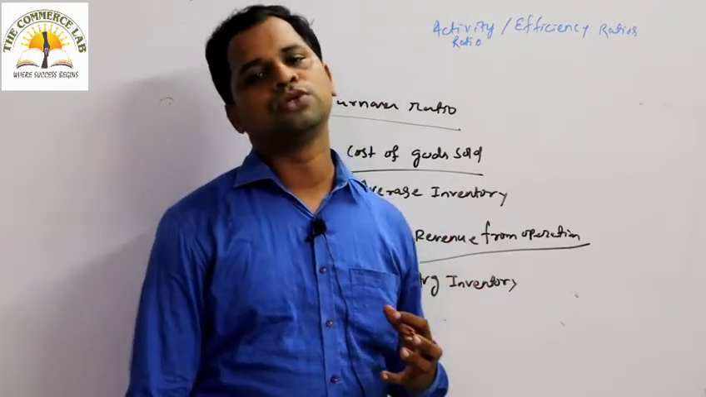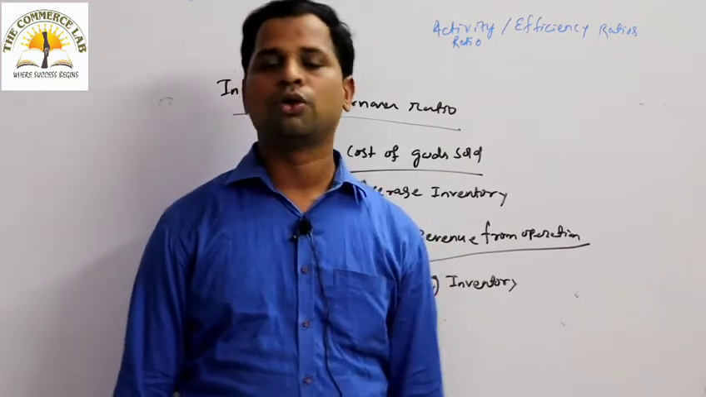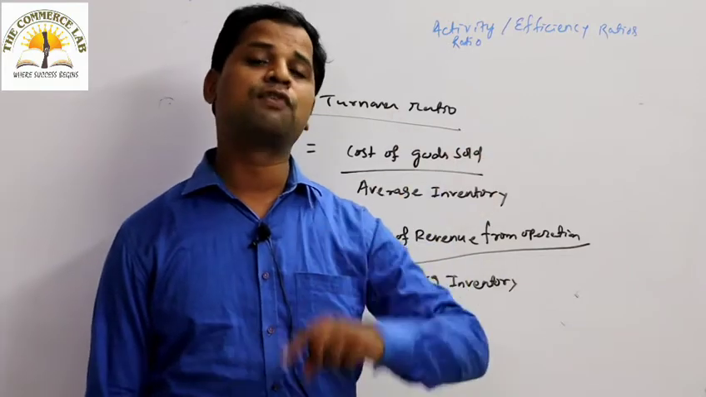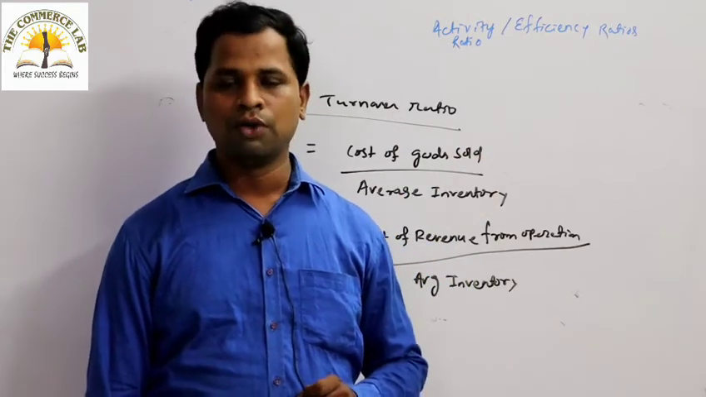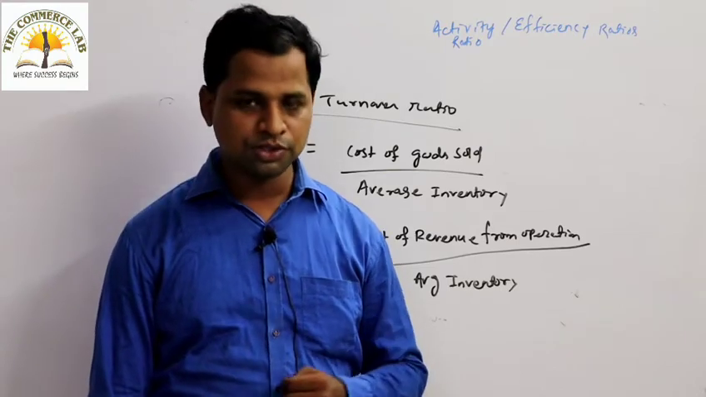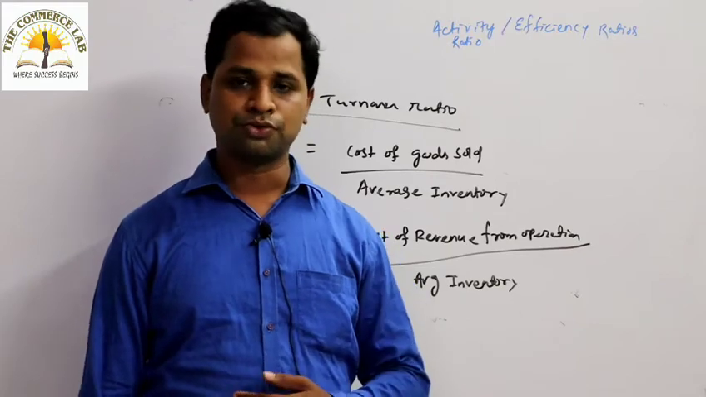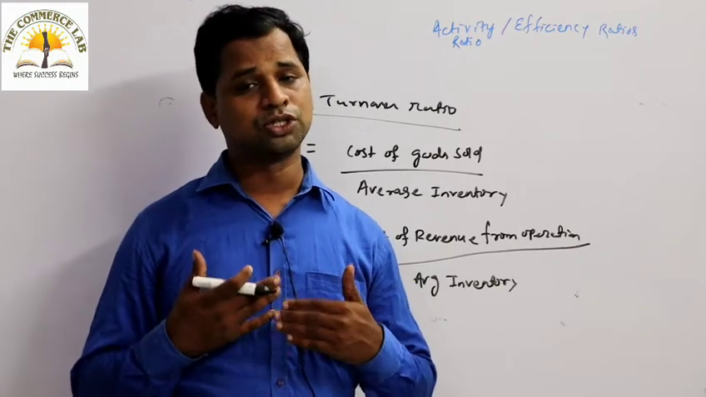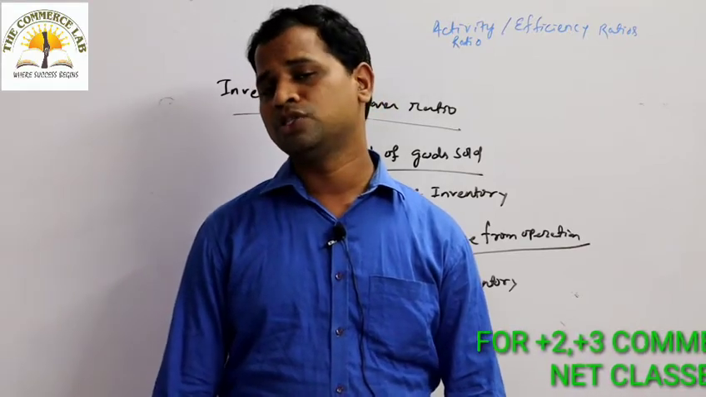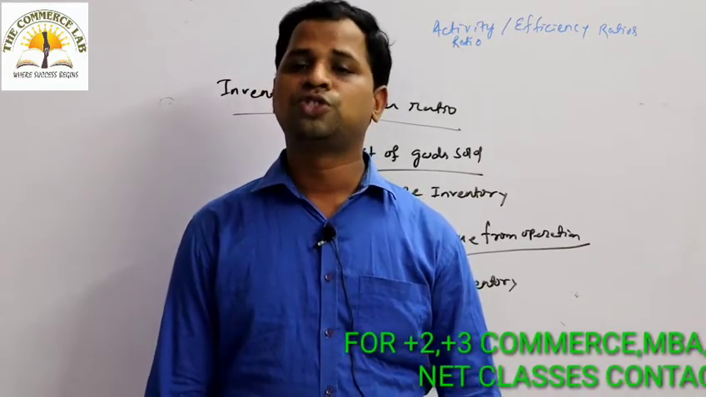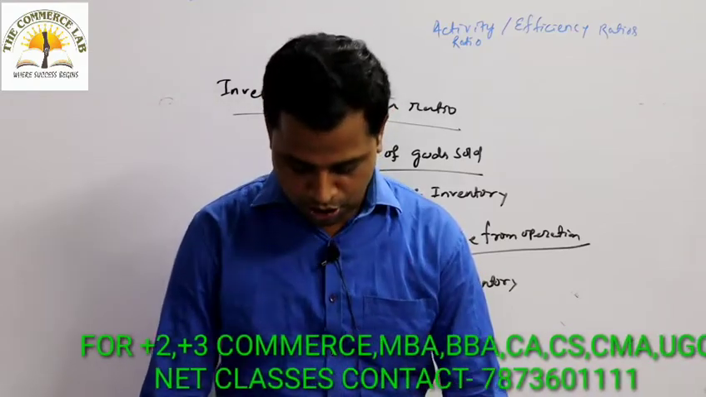The inventory turnover ratio is used to check the efficiency of an organization, whether your organization is efficient enough to maintain inventory properly, where your storage cost will be reduced, your ordering cost will be reduced, your total cost will be reduced. So how well you are maintaining your inventory, to check that efficiency, you calculate the inventory turnover ratio.